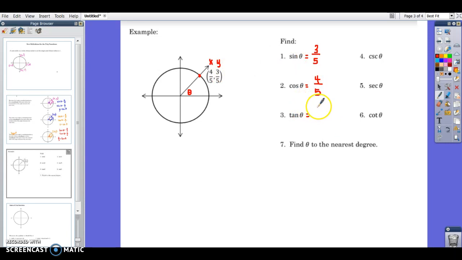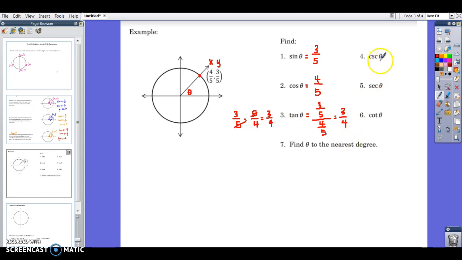So our tangent is going to be 3/5 over 4/5. Right, so I'll do that over here. 3/5 divided by 4/5 is the same as 3/5 times 5/4. So those 5s would cancel out. And so that would give me 3/4 as my answer here.